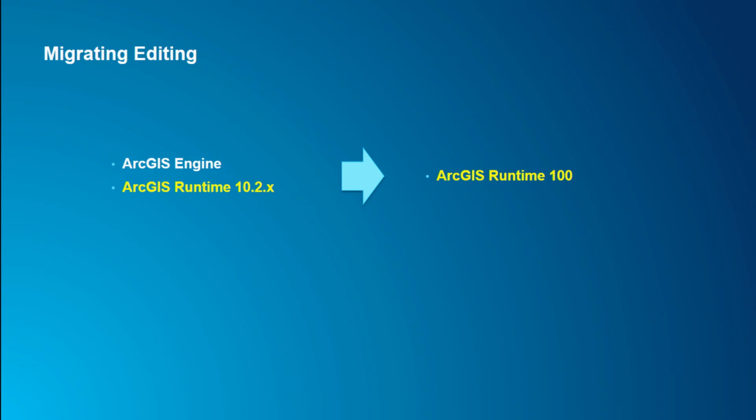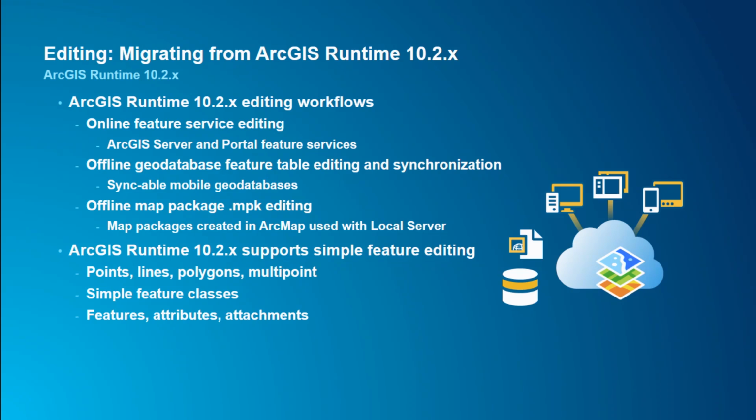So let's take a look at ArcGIS Runtime 10.2x to ArcGIS Runtime 100. Well, some of the things that I've just talked about obviously still apply to ArcGIS Runtime 100. There are some specific considerations here. In 10.2x, we supported essentially very similar editing workflows: online feature service editing, offline the mobile geodatabase editing and synchronization. We placed, I think, a lot more emphasis in the 10.2x generation on using map packages, the MPK format, with local feature services and editing those.